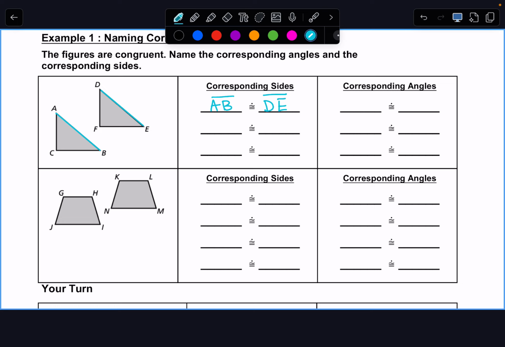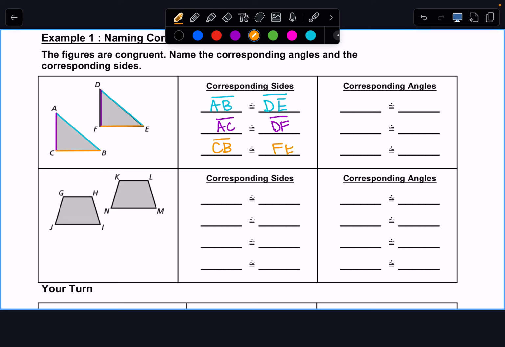All right. What's the next side you want to talk about? AC? Okay. What would we say AC is congruent to? Okay, thank you for saying DF. We need to go in the same order as what they're listed in. So A and D are in the same spot. What do you want to call this side in orange? Okay, if we call it CB, what do we need to call this segment?